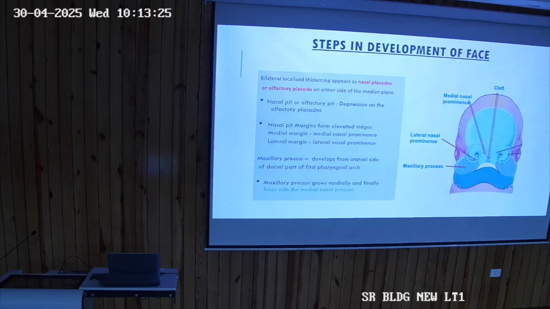Now, what are the steps involved in development of face? We have covered the swellings like this frontonasal, maxillary and mandibular. Now, what happens in the frontonasal? There are two swellings here on both the sides. These are nasal placodes. In the center of the nasal placode, there is formation of a nasal pit or a depression.